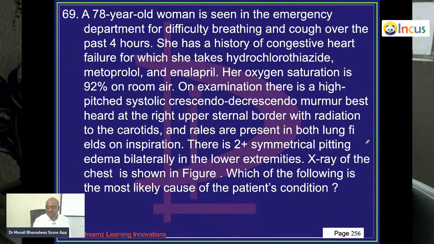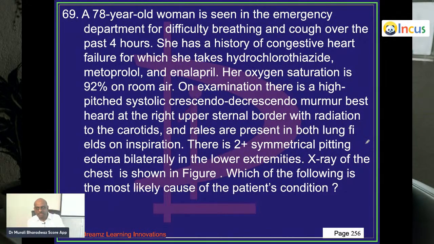A 78-year-old comes to the emergency for difficulty breathing, cough, systolic crescendo-decrescendo murmur in the right upper sternal border, radiating to carotids. Pulsus parvus et tardus, slow rising pulse is seen. What is your diagnosis, doctor? Just with this story.